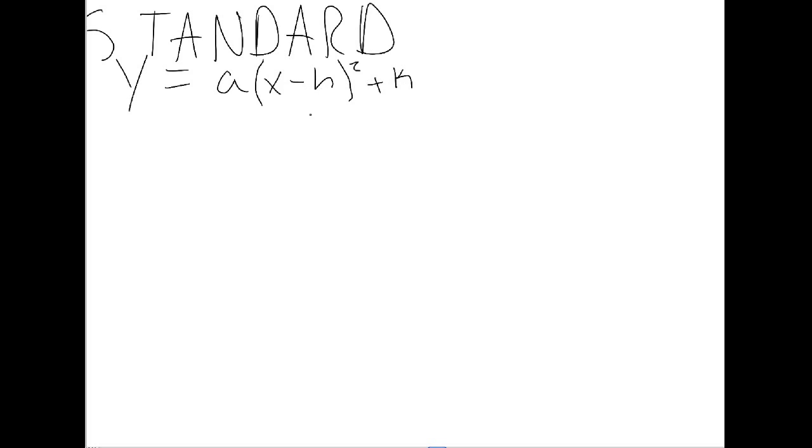So, what are some things that we need to know about parabolas? Well, it's handy to know what the vertex is. Vertex. And it's also handy to know what the focus is, and also what is known as the directrix.